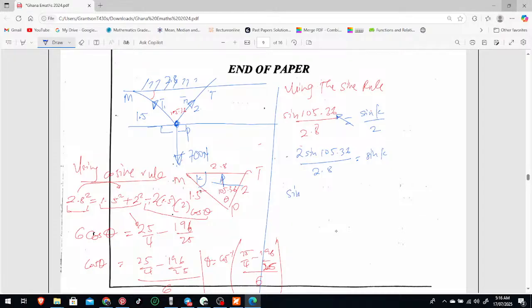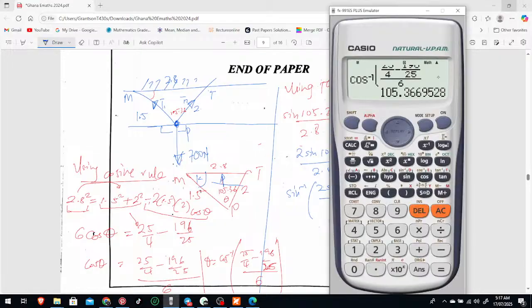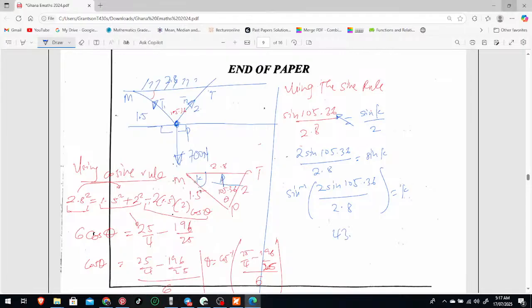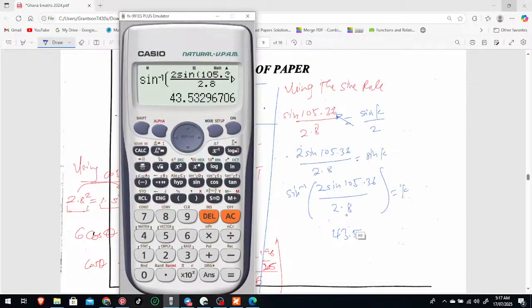So sine inverse of everything. I don't want to punch this one so that I'll be tempted to approximate it. Punch it on a calculator. Calculator will do everything for me. Alright, so let's punch it. I hope you are working with me. Yes, sir. Sine inverse of the fraction of 2 sine 105.36 over 2.8. 43.5. Yeah, I'll be using 2 decimal places.